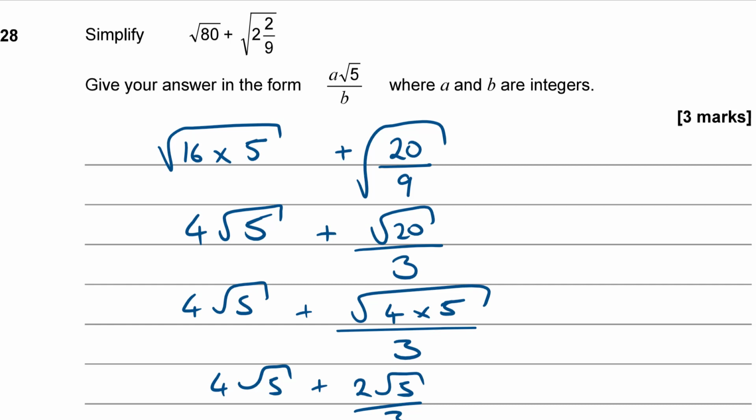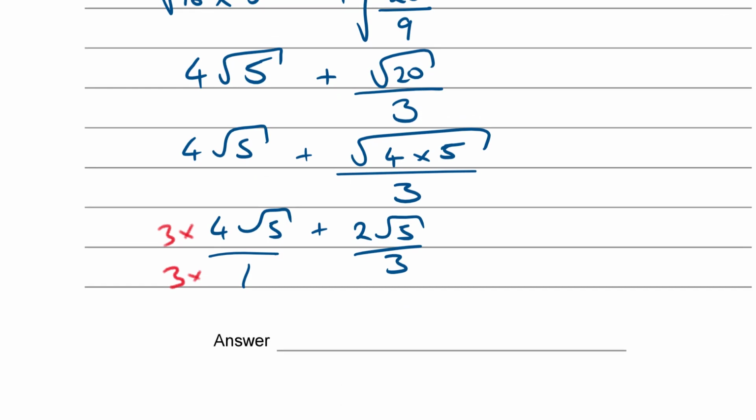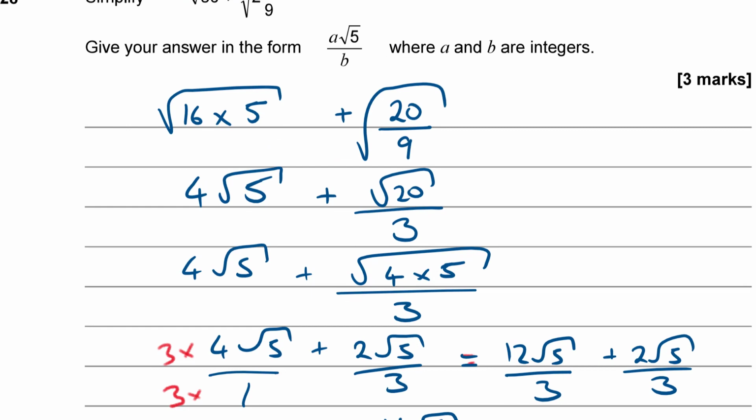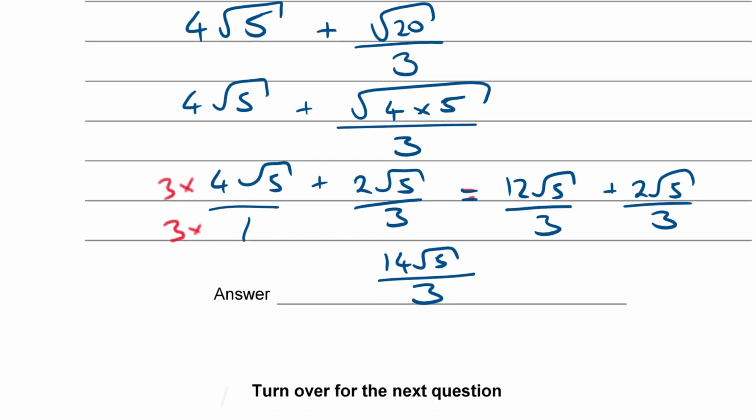So what can we do about this fraction on the left? If I want to put this over a common denominator, if I take 4, if I multiply top and bottom by 3, it's 4 over 1 at the moment. So if I multiply it by 3 by 3, then I'm going to get 12 root 5 over 3. So that is equal to 12 root 5 over 3 plus 2 root 5 over 3. So now I've got two fractions with the same denominator, so I simply add the numerators together. So 12 root 5 over 3 plus 2 root 5 over 3 is going to be 14 root 5 over 3. So it's in the form of a root 5 over b now, isn't it? Where a is 14 and b is 3.